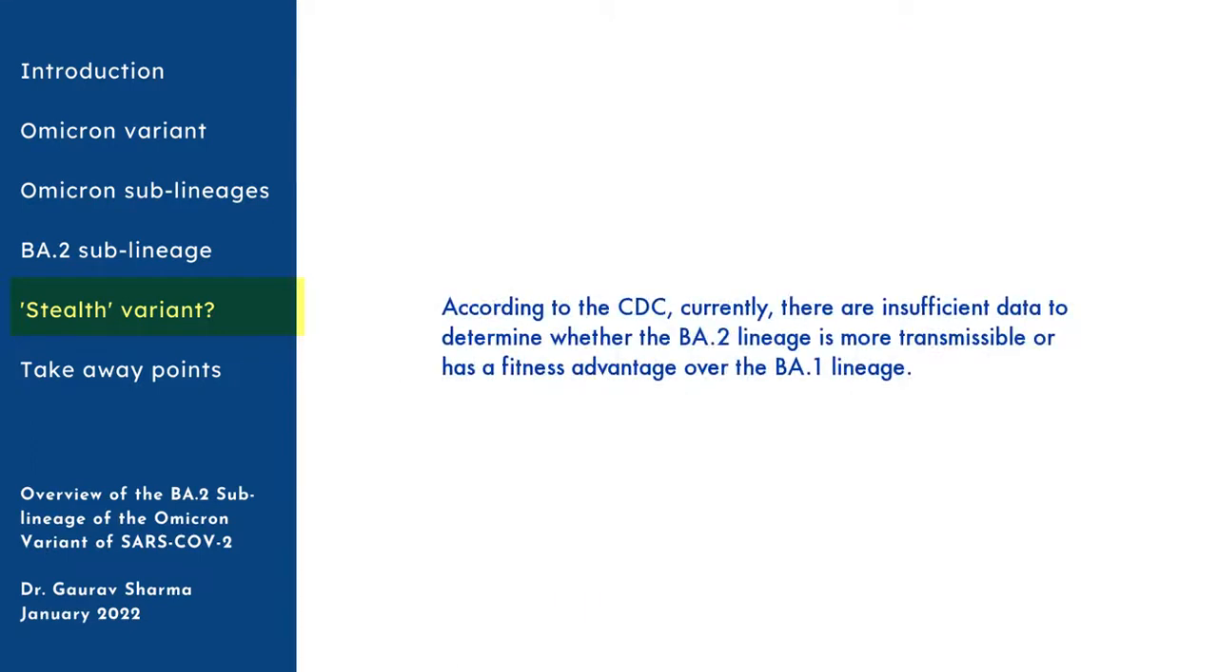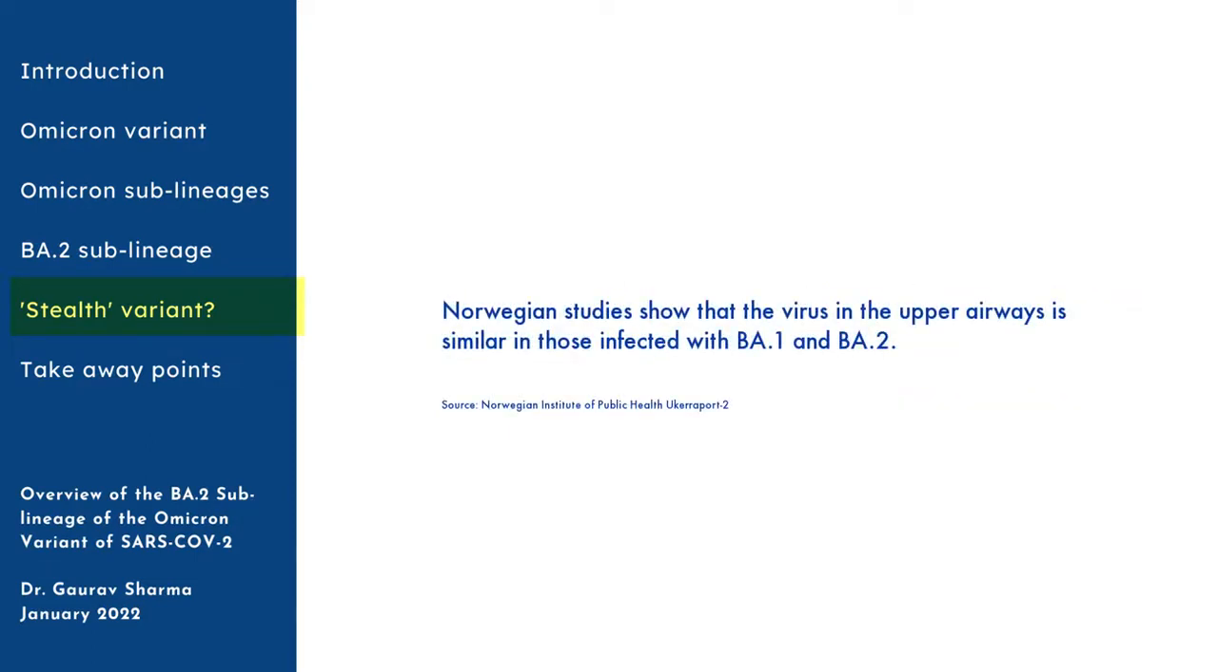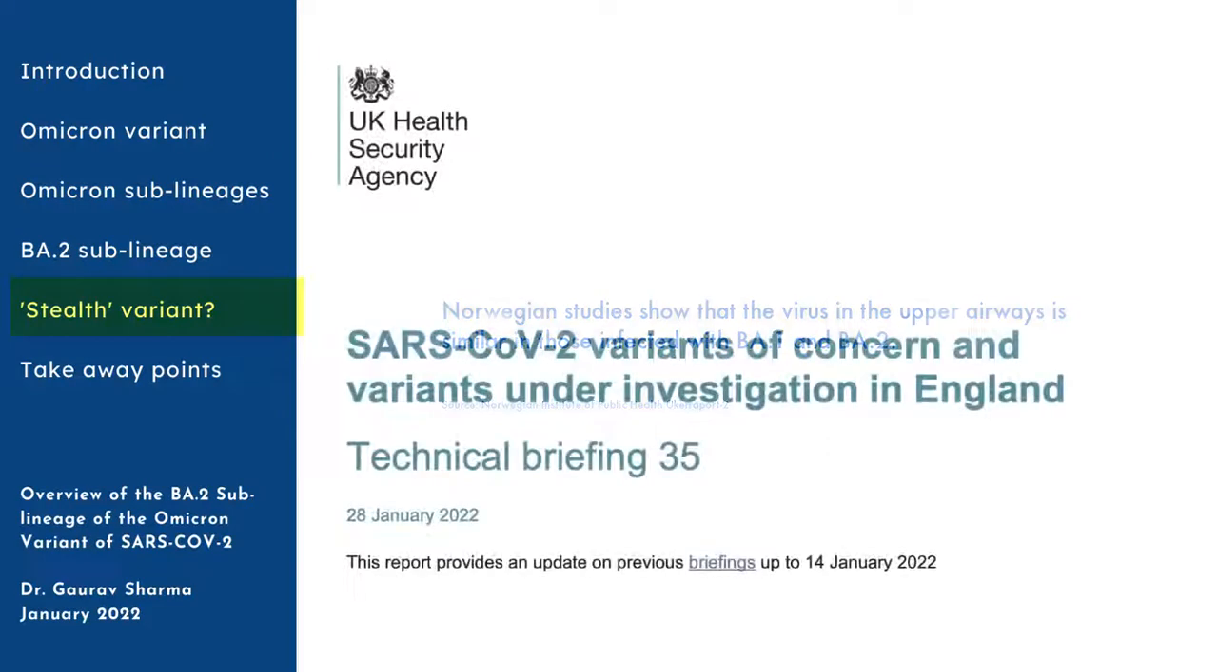According to the CDC, currently, there are insufficient data to determine whether the BA.2 lineage is more transmissible or has a fitness advantage over the BA.1 lineage. Danish healthcare authorities had not seen differences between BA.1 and BA.2 in hospitalizations or severity. Norwegian studies show that the virus in the upper airways is similar in those infected with BA.1 and BA.2.